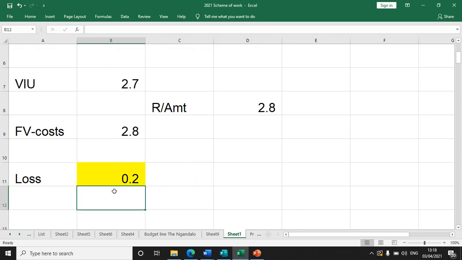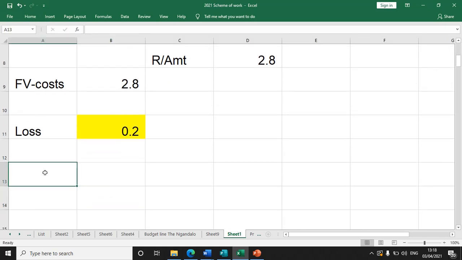Now we need to know that impairment loss will result in the following double entry. We debit the profit or loss. The students are taking notes, please.